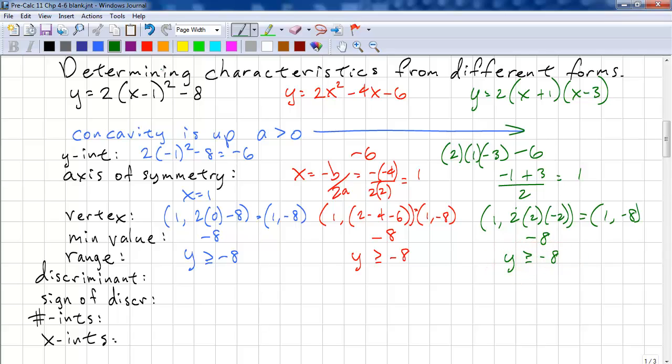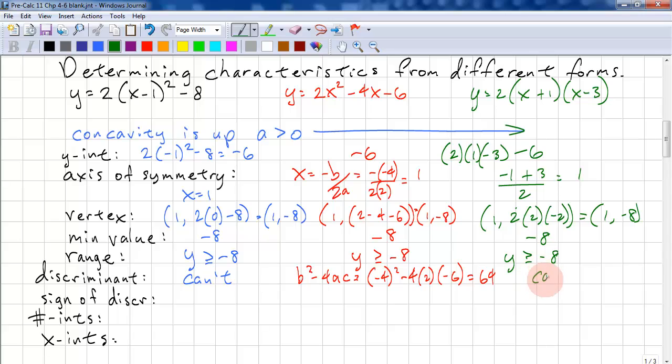And it's just the same all across. The discriminant, we can't easily do it here. The discriminant is b squared minus 4ac. So that's negative 4 squared minus 4 times 2 times negative 6. This is 16. This is negative 24, negative 48. So we have 64.